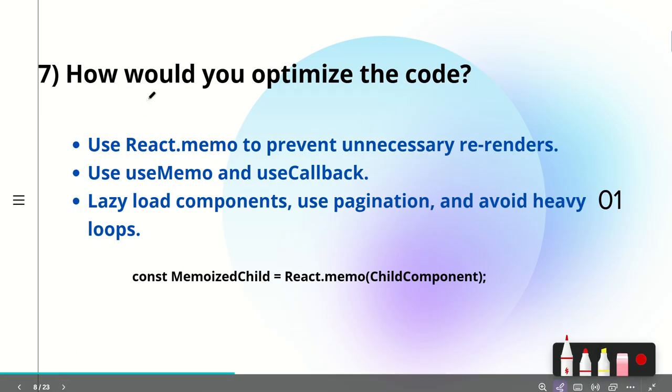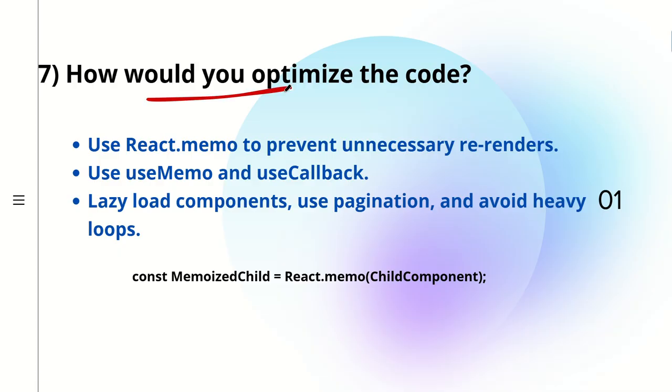Our seventh question is, how would you optimize the code? There are multiple ways to optimize our code in React.js. First is React.memo. It is used to prevent unnecessary re-renders. Second is useMemo and useCallback. useMemo and useCallback are hooks provided to us in React.js. Then we have lazy loading components and pagination to avoid heavy loops.